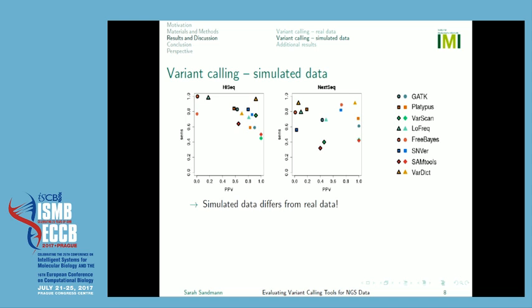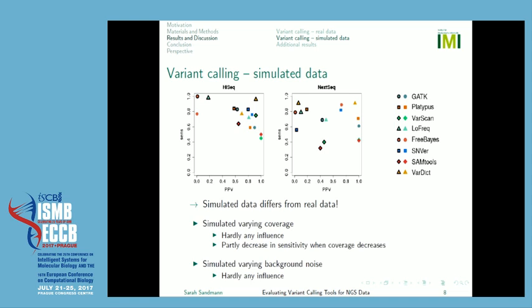Well, we had our data, so we still evaluated it, and we found that for variant coverage there was hardly any influence on the variant calling process, and only in very few cases we could see a decrease in sensitivity when coverage decreases. This was actually what we expected to see for all the tools, but we did not. Considering variant background noise, we could just see hardly any influence.